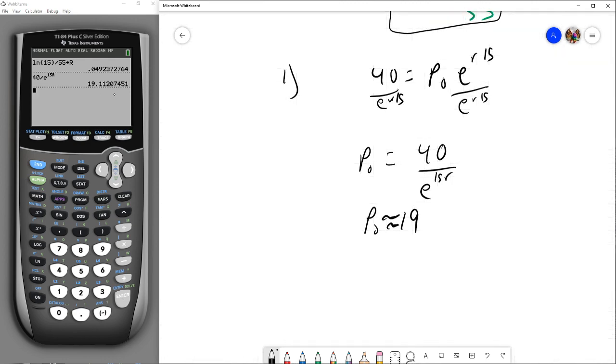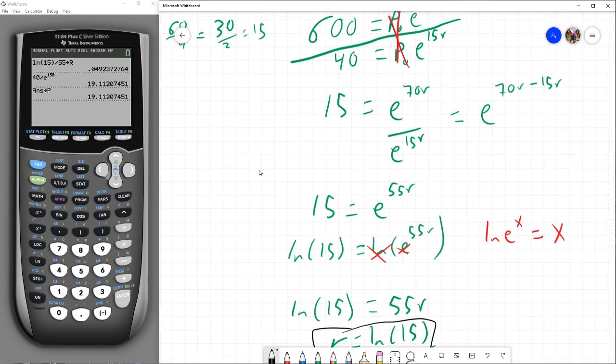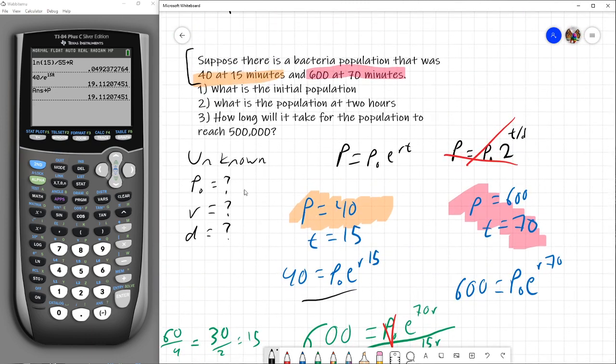I rounded down because you can't have partial bacteria. However, I am going to say this is 19.11, etc. So I'm going to store this in memory slot P for population. So there's our initial population saved, and let's look at our next question.